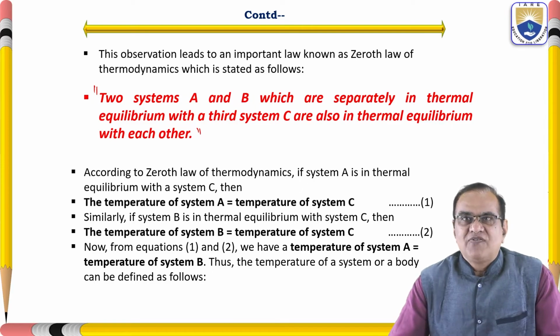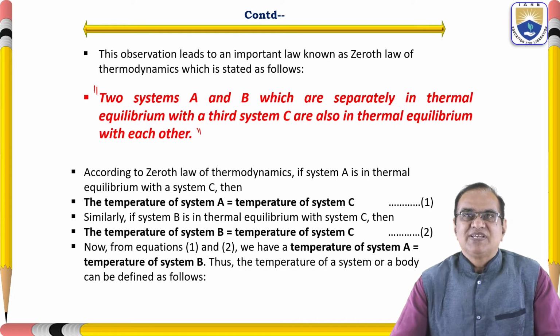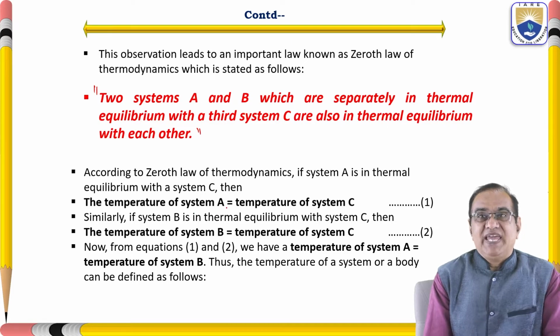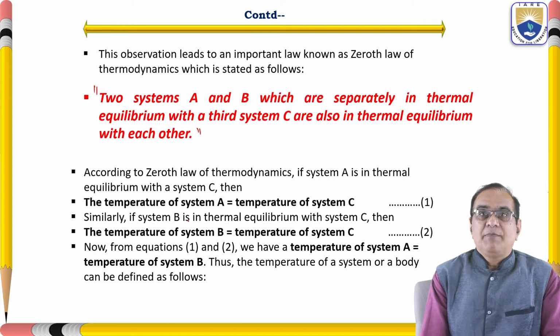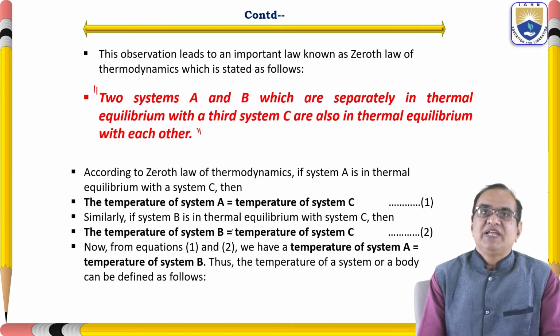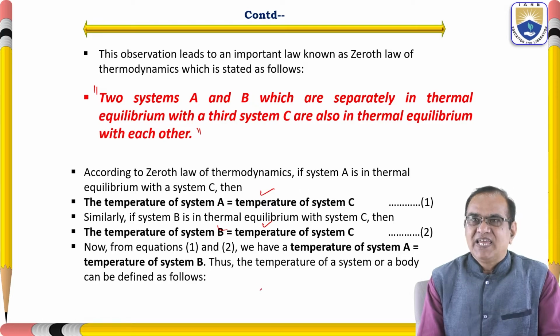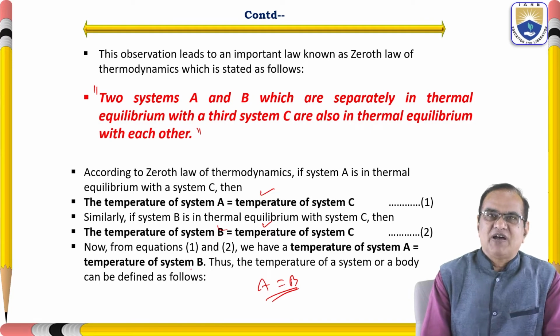According to the zeroth law of thermodynamics, if system A is in thermal equilibrium with a system C, then the temperature of the system A is equal to the temperature of the system C. Similarly, if system B is in thermal equilibrium with system C, as shown in the previous diagram, then the temperature of the system B is also equal to the temperature of C. So you can see A is equal to C, B is equal to C. So by mathematics, A is equal to B. That is, the temperature of A is equal to the temperature of the B system.